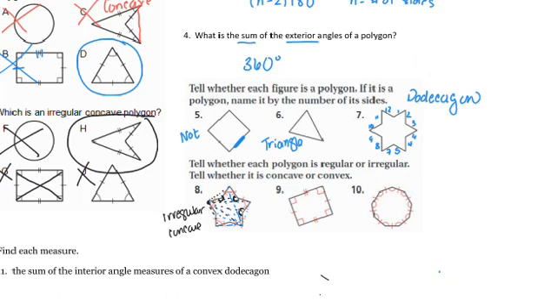So number 9, this is irregular because not all of the sides are congruent, but it is convex because if I drew all my diagonals, they're all inside. But again, irregular because the side is not congruent to the side. Number 11, this is regular because all of the angles are congruent and all of the sides are congruent. And this is also convex because if I drew every single diagonal, which I mean there's a lot of them, all of the diagonals would be inside of the polygon. So I could keep going.